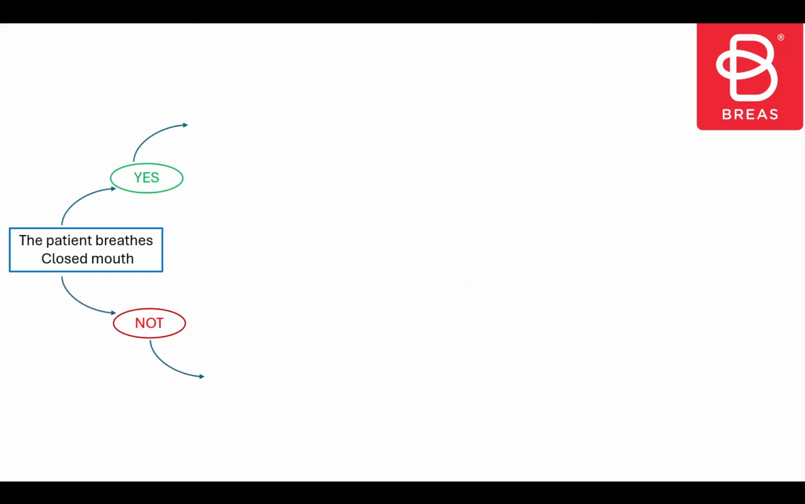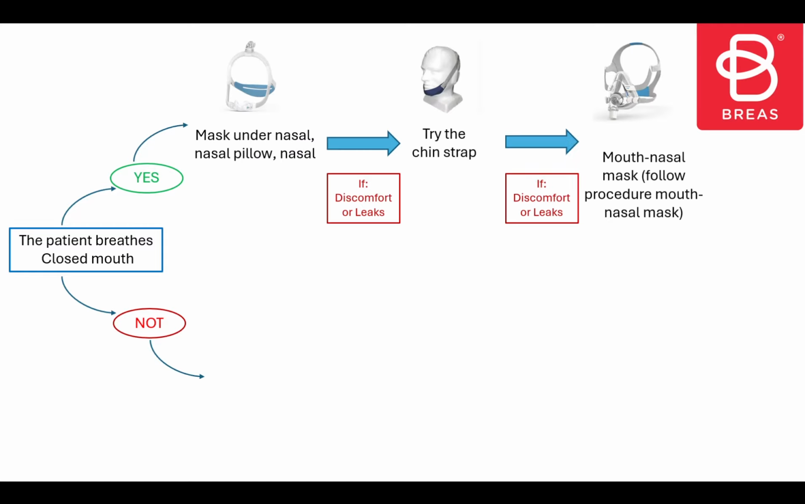How to choose which mask to use? You have to start with something. In this diagram, I decided to start by asking the patient whether he breathes with his mouth closed or his mouth open. If the patient breathes with their mouth closed and says yes, I will go into my first configuration. I can start with an under-the-nose mask, a nasal pillow mask, or a nasal mask. If the patient tells me that he is uncomfortable or that he has leaks, I can try a chin strap, for example. If, despite the chin strap, the patient is uncomfortable or leaks, I can put on a mouth mask.